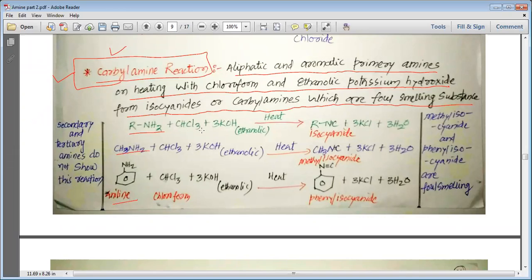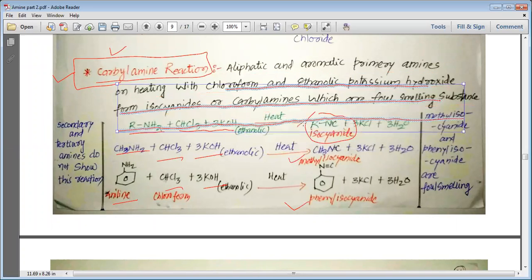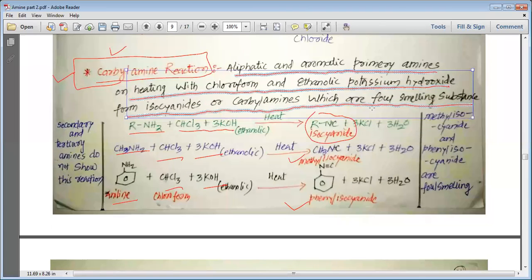So, we can have CH3NH2 or aniline that reacts in the presence of chloroform and ethanolic KOH. They produce the isocyanide. So, they can produce the aliphatic isocyanide, like from methylamine to methyl isocyanide, and from aniline they produce the phenyl isocyanide. These isocyanides, which are produced in these reactions, are foul smelling substances. Their smell is not so good, and we can easily identify their smell. And as they are foul smelling substances, this reaction is used to detect the primary amine by this smell.